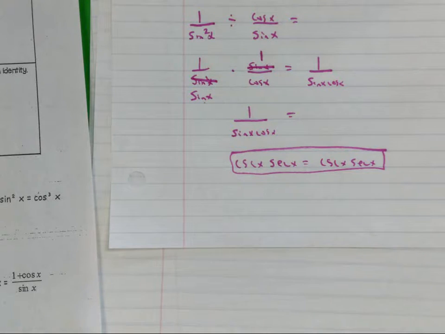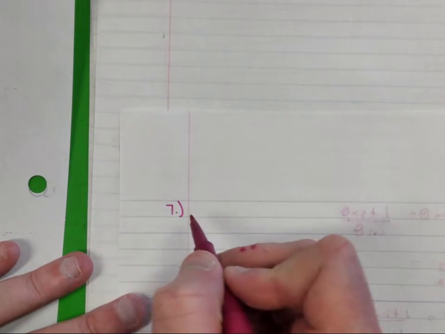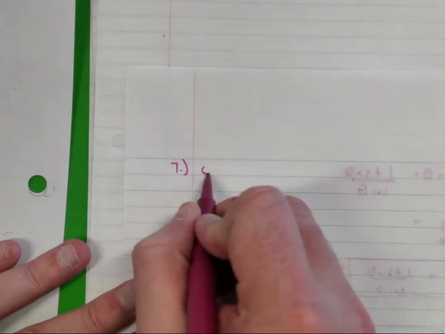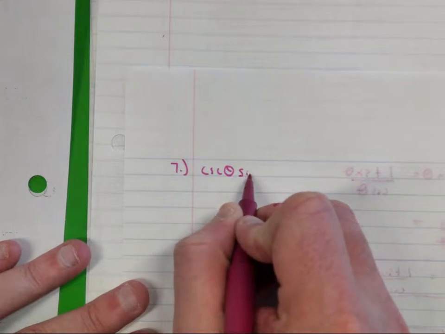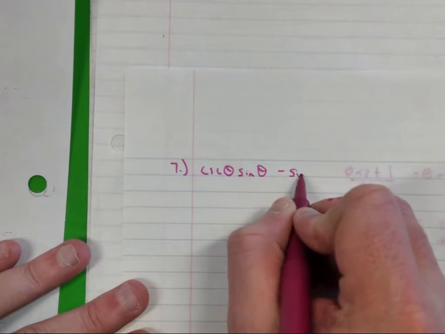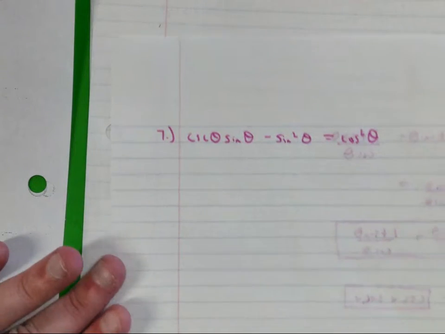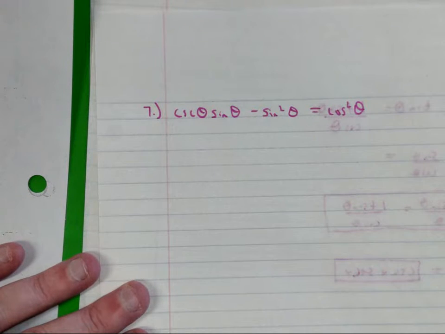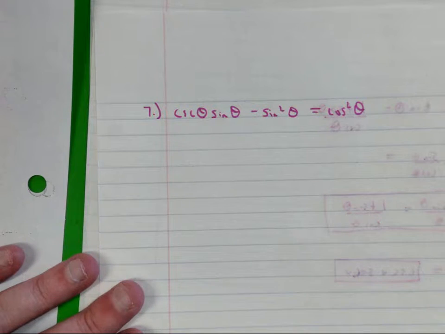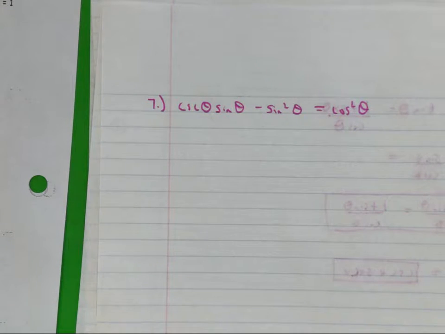Okay, number 6 is very similar to number 4. We're not going to do that one. Let's turn over to number 7. Ooh, this is a good one. This is a real good one.